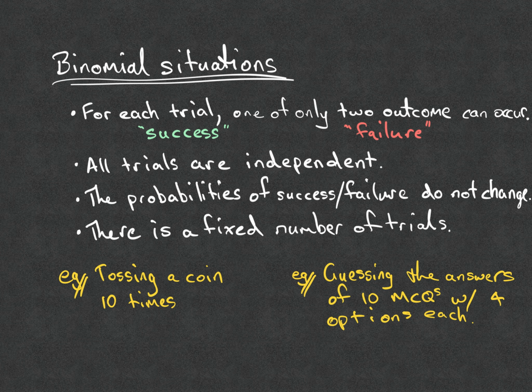So some examples of binomial situations would be tossing a coin 10 times. In tossing a coin 10 times, you might think of success being a head, failure being a tail. Each toss of the coin is independent of the others. The probabilities don't change. And we've said that there's 10 times that we're going to toss the coin, so it's a fixed number of trials. Another example might be guessing the answers of 10 multiple choice questions with 4 options in each question.